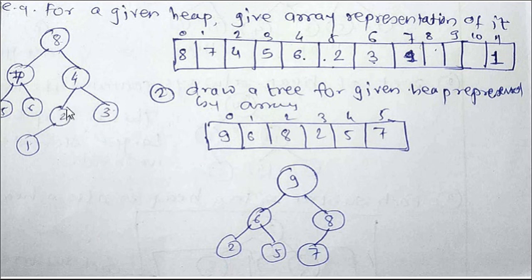The value of its parent is nothing but 5. So you are supposed to go with the formula 2i plus 1. The i value over here is 5, so 2 into 5 is 10, plus 1 is 11. So this 1 will be stored at the 11th position in the array, as you can see over here. In this way we can store the heap in the array.